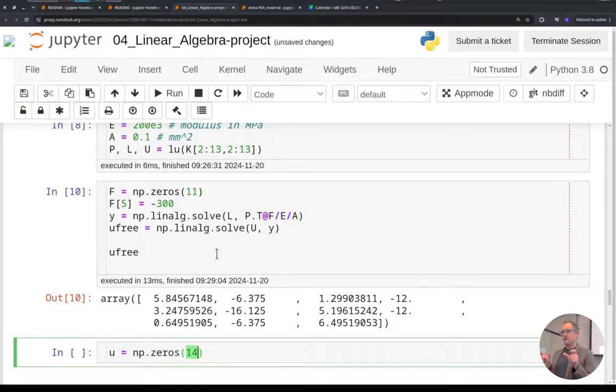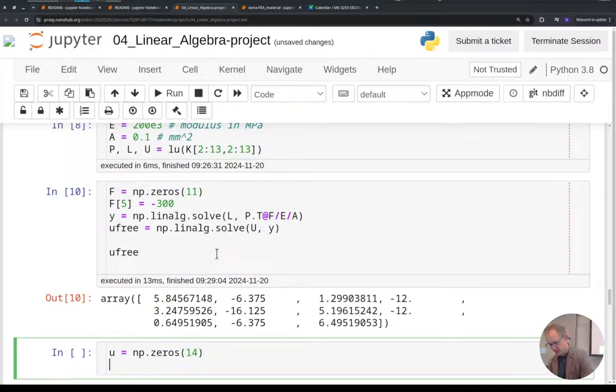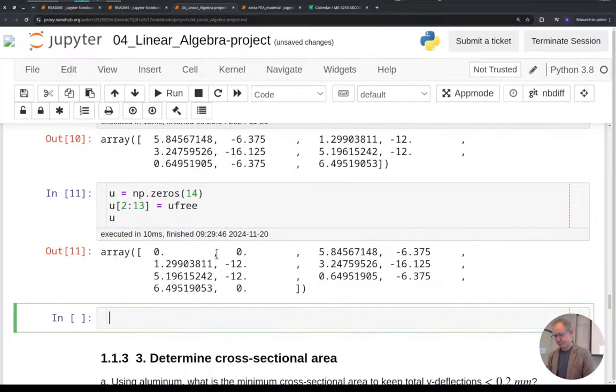In total, if I want to describe all of the displacements of nodes 1 through 7, there were 14 displacements, but I only solved for 11 of them. So I need to say all of the displacements are 0. You can set it up however you want, but one way is to create displacements that are all 0, and then say 2 through 13 are U free. So now I've got node 1x, node 1y, all the way through node 7x and y, setting up the total: from this structure, where did everything go?